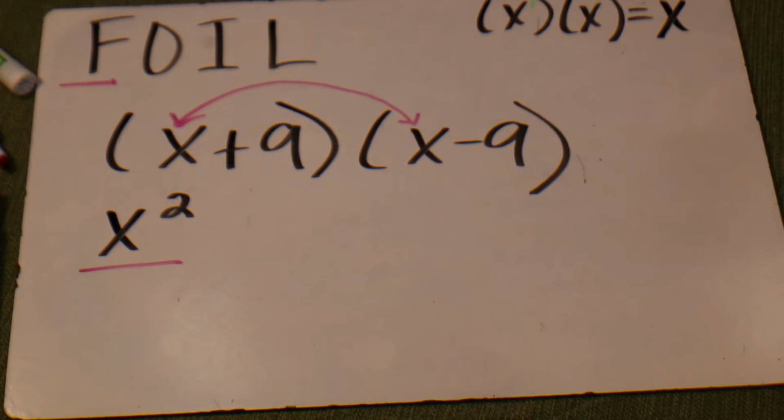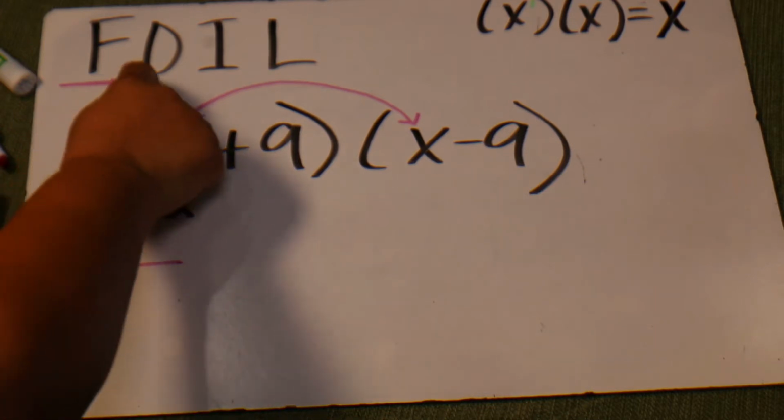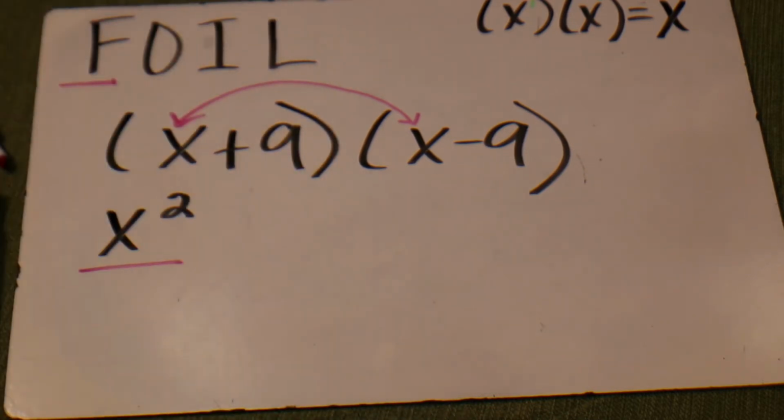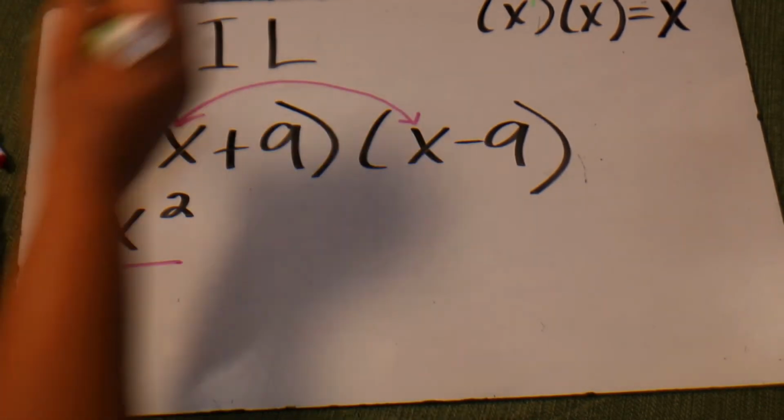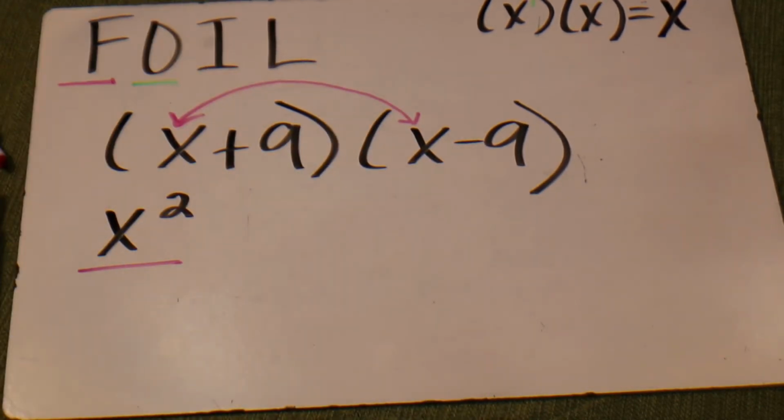So now our second step is our O. Okay? So I'm going to use this light green for our O. And we're going to multiply the outer.